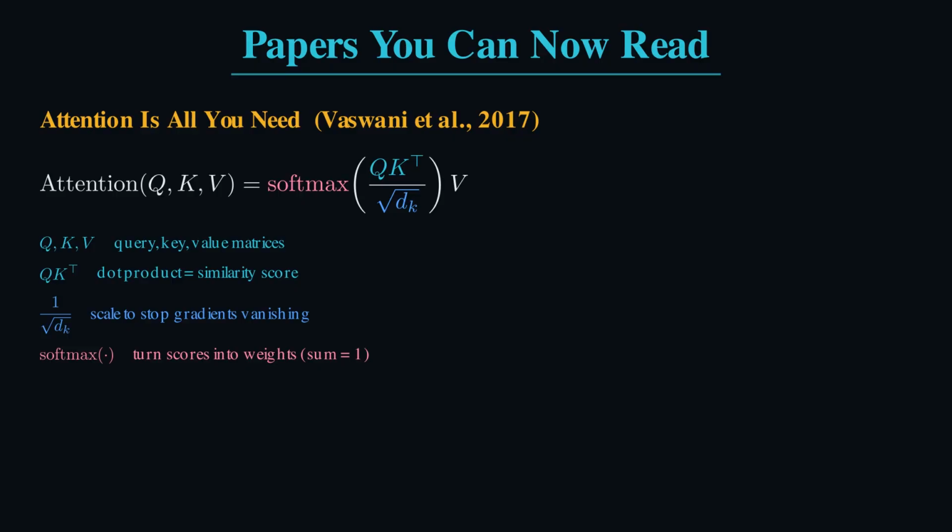We divide by the square root of dk to keep gradients stable. Exactly the norm idea we covered. Then Softmax, which we just decoded, turns those scores into weights that sum to 1. Multiply by V, and you get the attended output. Every piece of this formula is something you now know.